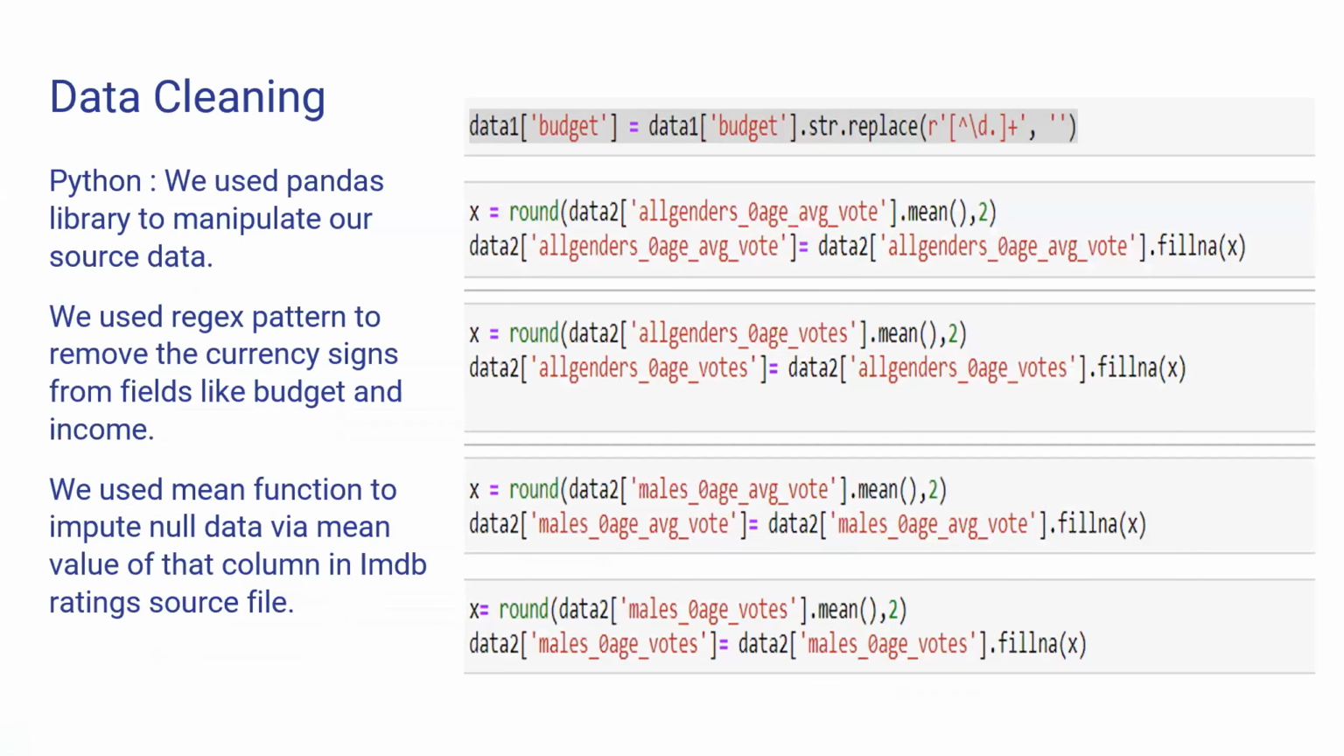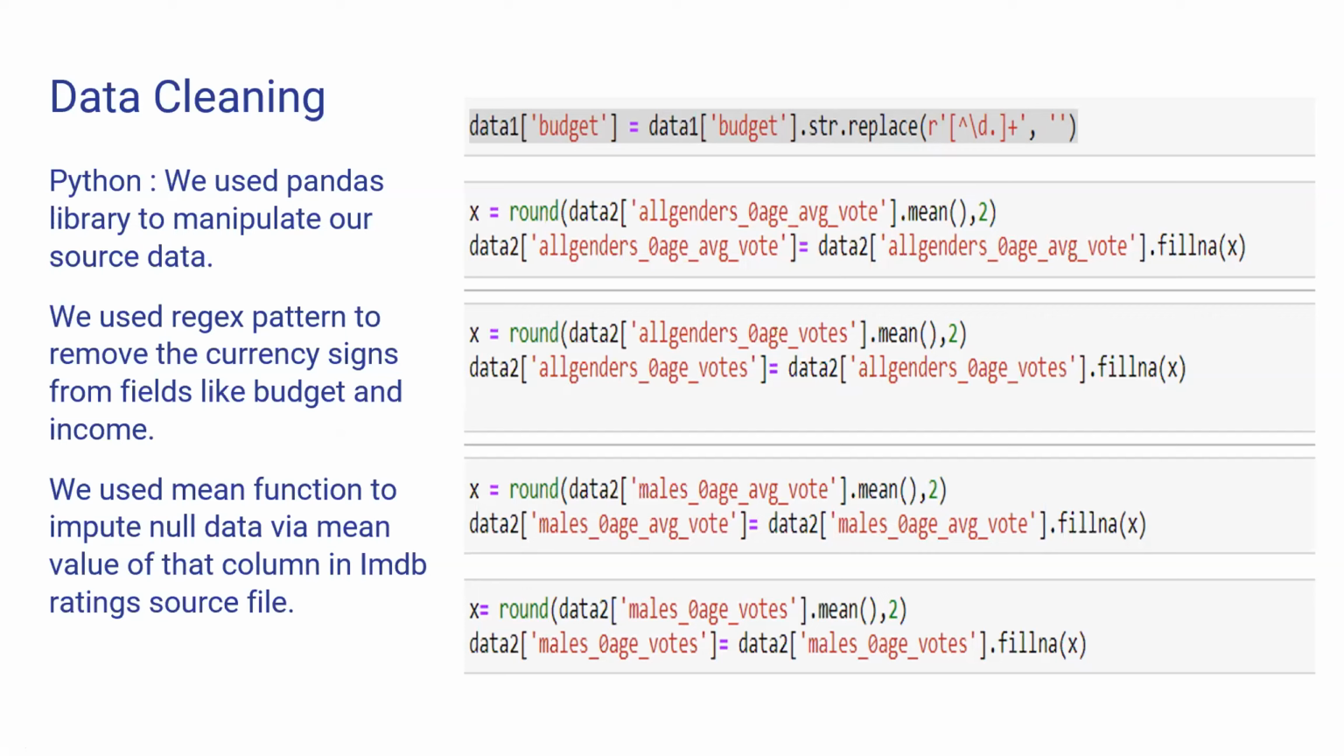So, data cleaning in Python. We use the pandas library to manipulate all our data sources. As you see here, the first data frame had a field called budget. In our original data set, we had the column with alphanumeric values, so it had the currency signs as well as the values. The currency signs were making it tough to aggregate, so we had to use regex to remove those.